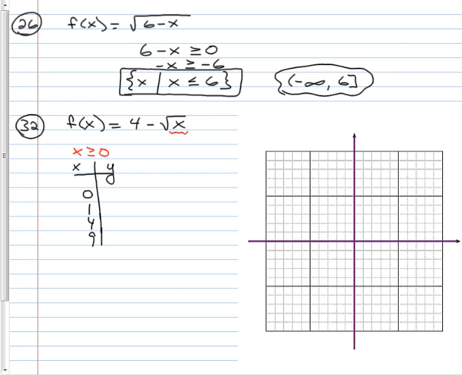All right, if I put a 0 there, well, that's just 4 minus 0, so that's 4. If I put a 1, square root of 1 is 1. 4 minus 1 is 3. If I put a 4, square root of 4 is 2. 4 minus 2 is 2. Put a 9, square root of 9 is 3. 4 minus 3 is 1. 0, 4.